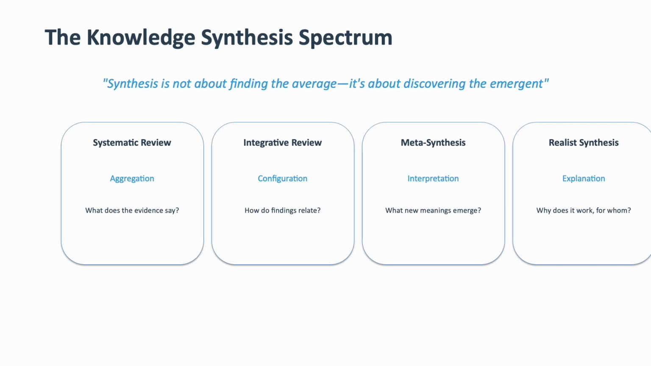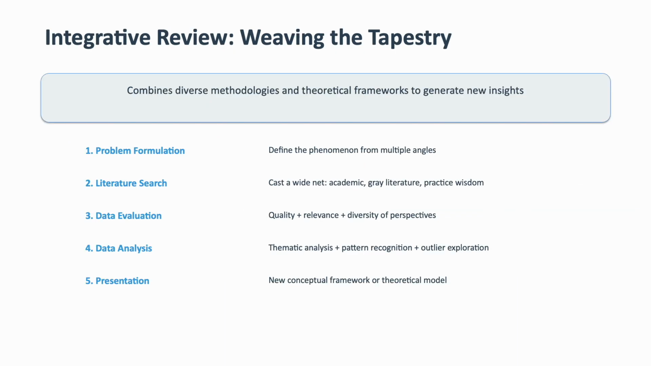For whom? Through explanation. Integrative review is about weaving the tapestry of knowledge. It combines diverse methodologies and theoretical frameworks to generate genuinely new insights. The process involves 5 key steps.